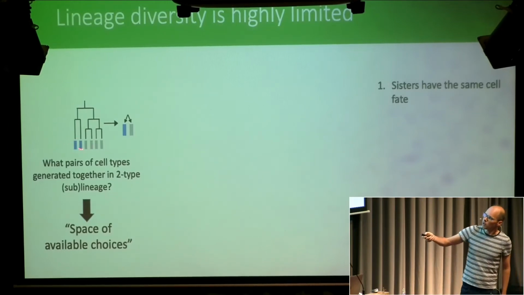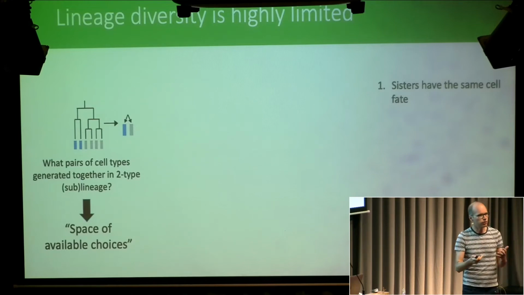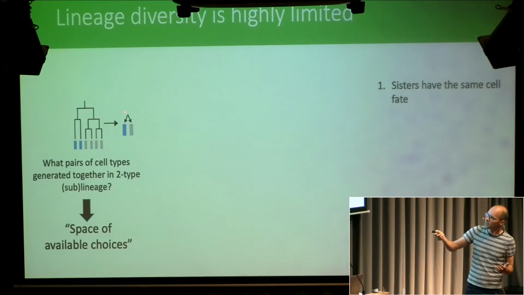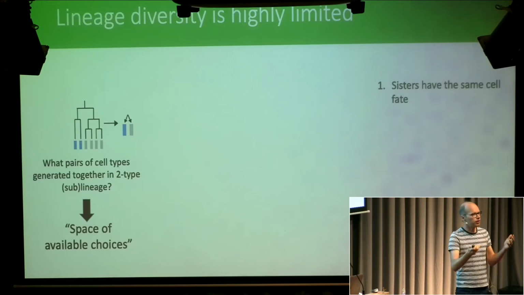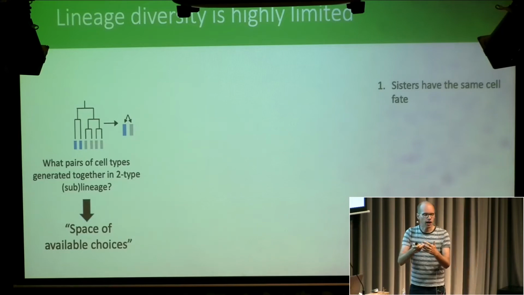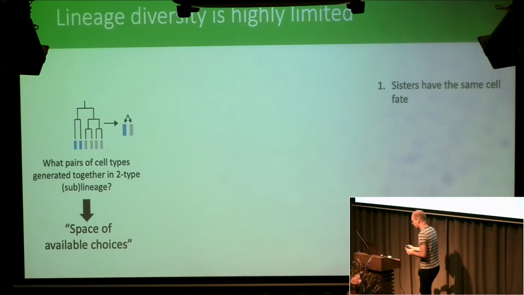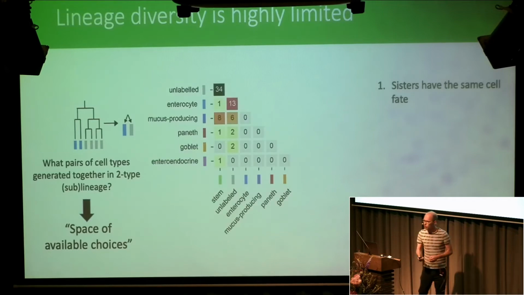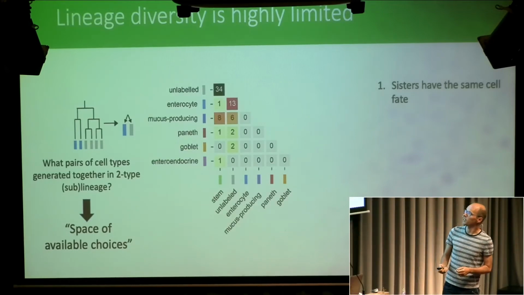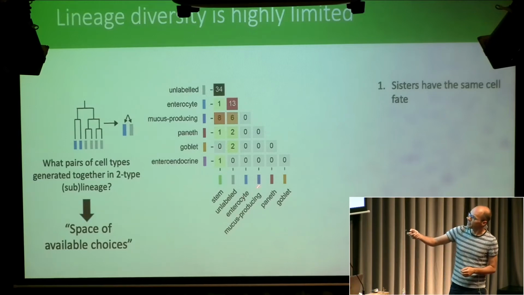And now you can ask yourself, what pairs of cell types do you find together in one tree? And the reason why that is interesting is because it implies that there was a choice there. There was at one point a choice to go this direction or that direction. And by mapping what pairs of cell types you find together, you can get an idea of the available space of choices that is there for these cells. And if you do that, you get numbers that are quite a bit smaller, but still you see very interesting patterns. So again, if you have a lineage tree like that, it would be that one part of the lineage tree is an enterocyte, the other one is unlabeled.